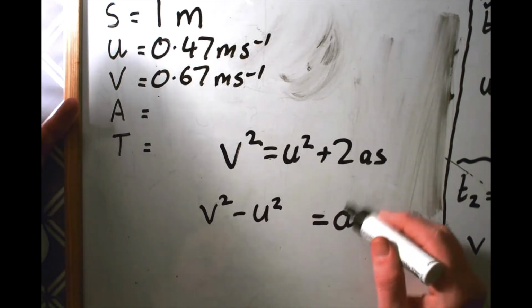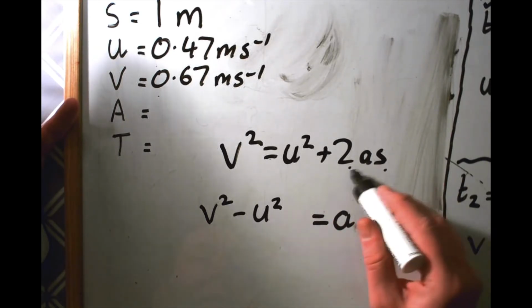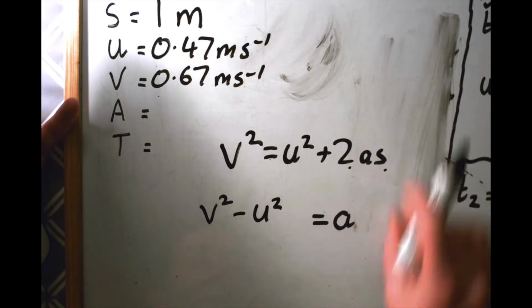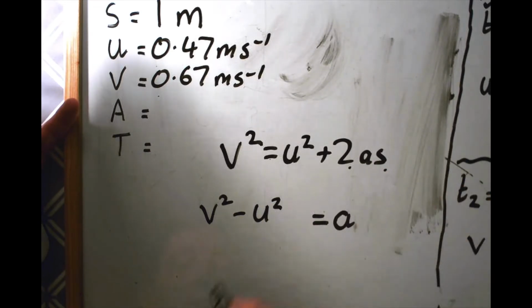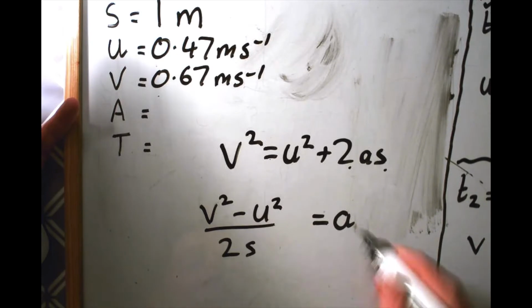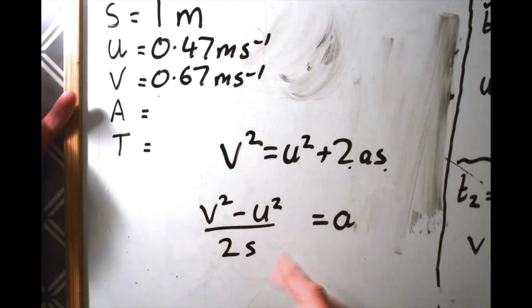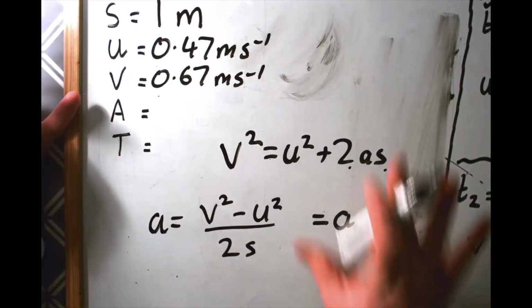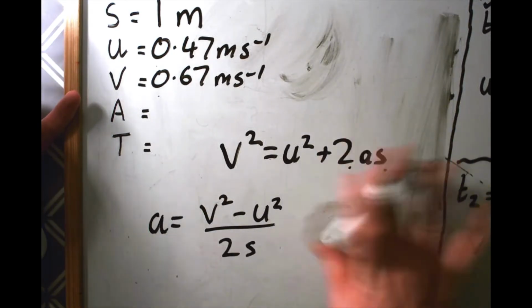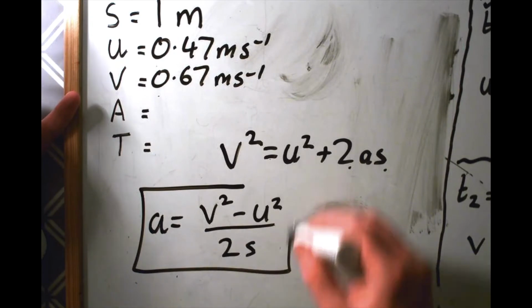And now we want to get rid of the 2 and the S, which are multiplied by the A. So we're going to divide the whole shebang by 2S. And now we've got A on its own. So the acceleration is equal to V squared minus U squared over 2S. And just because I'm a bit more comfortable with it, I'm going to put the A on that side. A is equal to V squared minus U squared over 2S. So that's how we're going to calculate the acceleration.